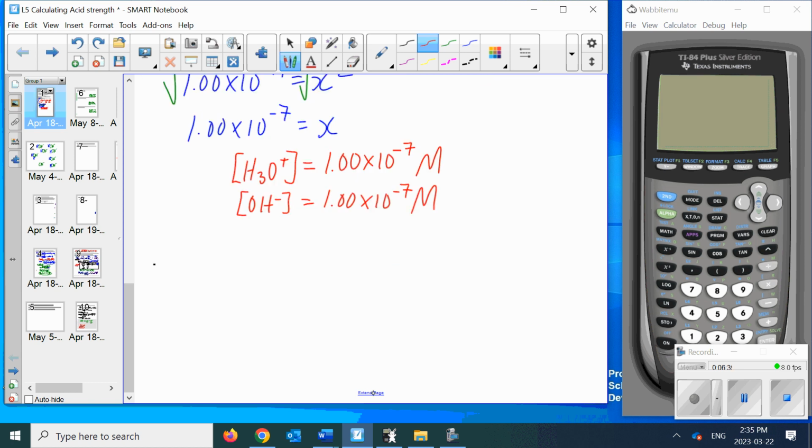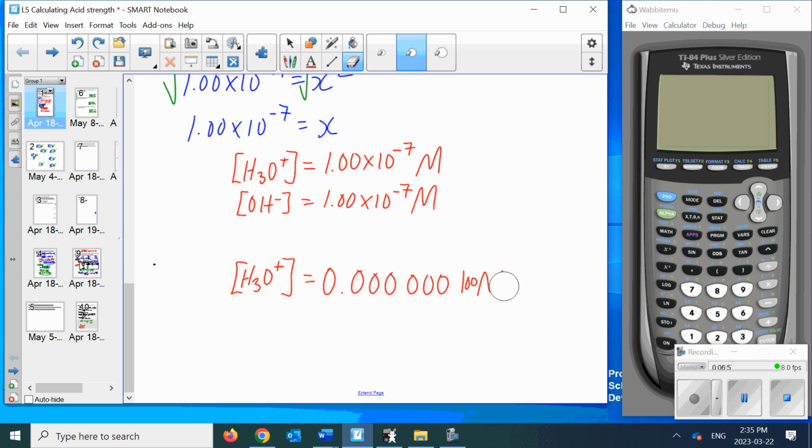1 times 10 to the minus 7, if I was to write this out, and I don't recommend it, is 0.0000001. Anyways, that is tiny. So we're going to keep that in mind as we look to the next page.